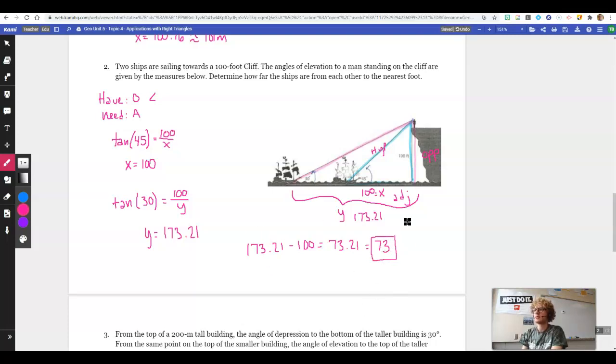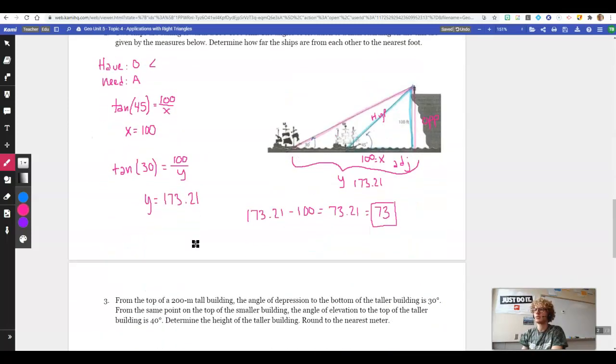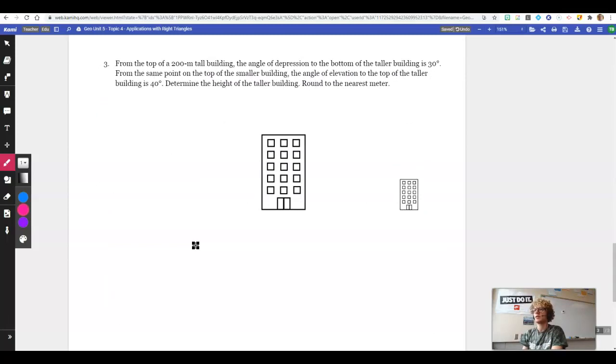So think about that. Think about the process that we used. Again, you have the steps up here to help you out. And we're going to go on to the third and final example for today. So, from the top of a 200-meter tall building, we read through it the first time just to get an idea. Then we read through the second time and take it piece by piece, labeling our diagram.